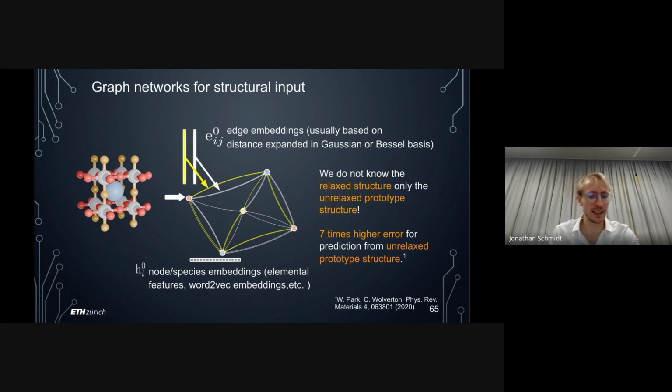And if one tries this with some graph neural networks, so these were, for example, improved crystal graph convolutional networks by Park et al., if we put in an unrelaxed prototype structure, they obtained around 7 times higher errors in their prediction than putting in the relaxed crystal structure. And now, this was before universal force fields existed.